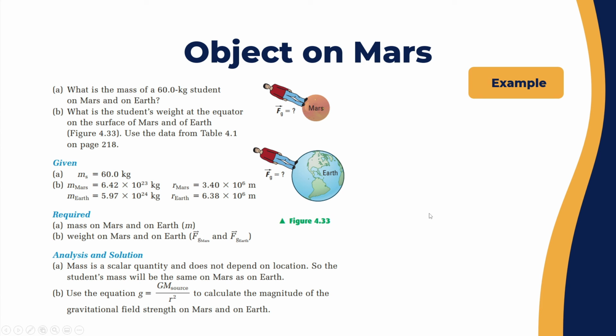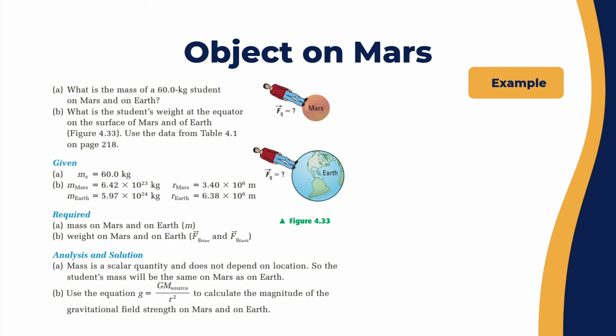Now, mass is a scalar quantity and does not depend on location. So the student's mass will be the same on Mars and on Earth. But the weight is different. Just keep that in mind. The weight is the force being applied on the body of the student, either on Mars or on Earth. That would be different, or the Fg in this case. But the mass itself is the same. But how strongly is that planet pulling the object toward its surface, which is the student in this case? That differs from one planet to another.